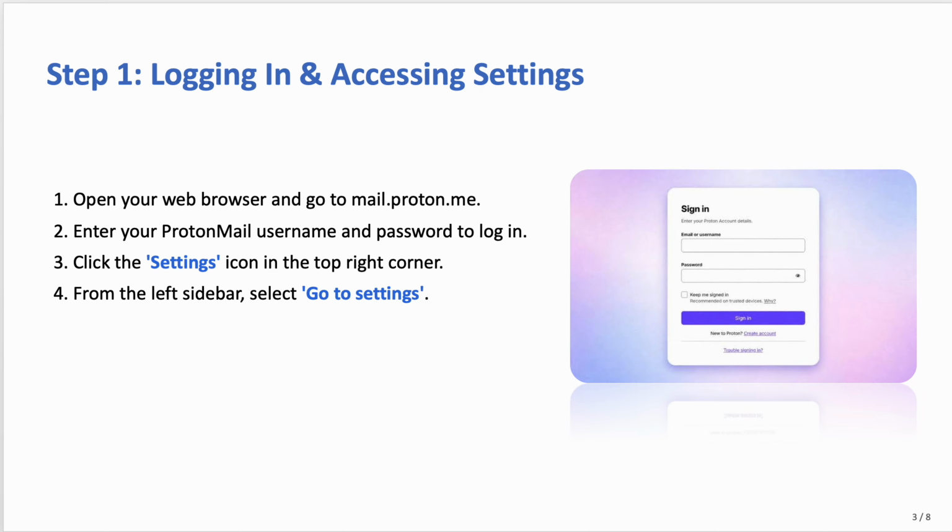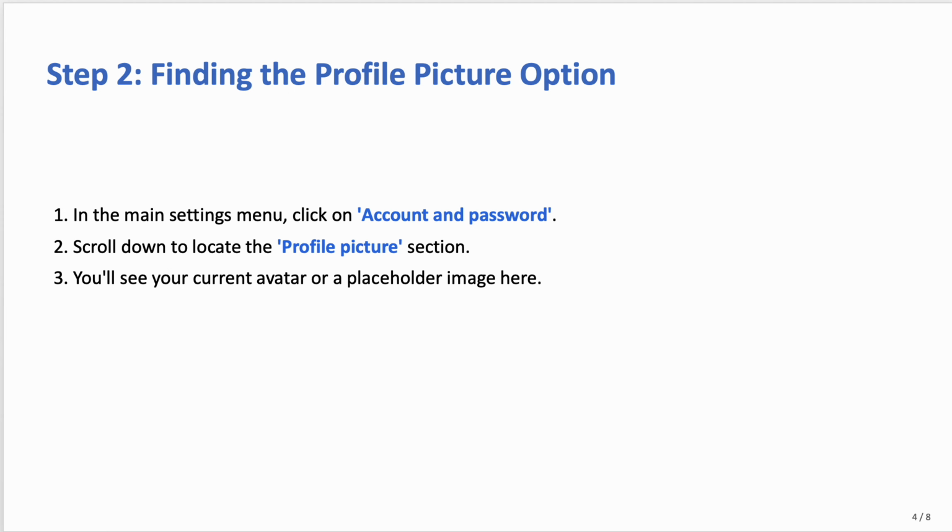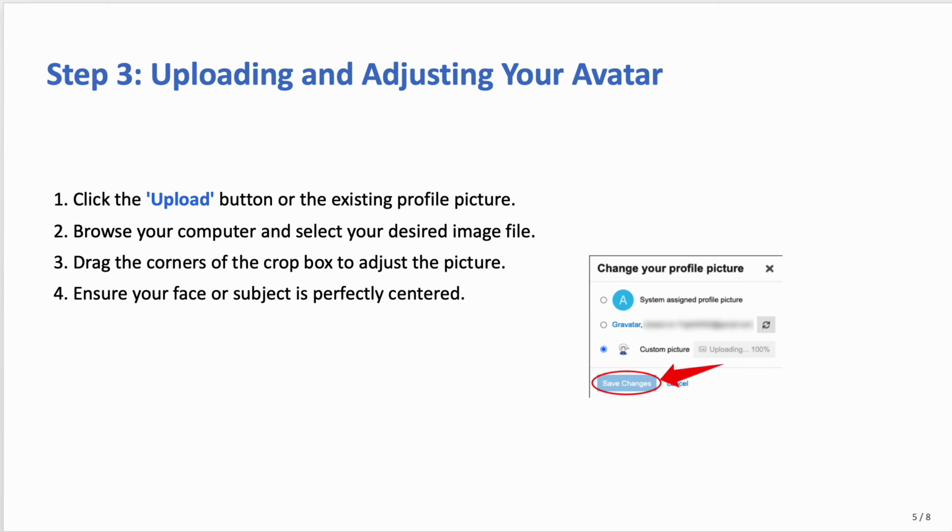go to settings. After that, finding the profile picture options in the main settings menu, click the option of account and password. Scroll down to locate the profile picture section and you will see your current avatar or the placeholder image here. After that, uploading and adjusting your avatar, click the upload button or existing profile picture.